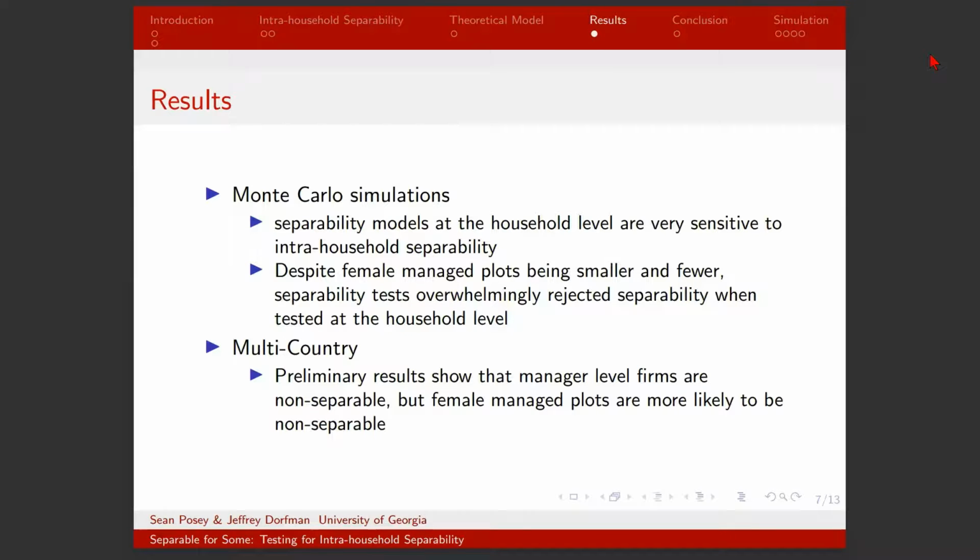From the multi-country approach, I've only looked at Ethiopia so far, and even then I haven't really spent the time to make it right. But from the preliminary results, we find that most households, even at the manager level, are non-separable. But female managed plots, specifically if you look at female output managers, meaning they have control over whether or not they can sell to the market from this plot, are much more likely to be non-separable than male or joint. Similarly to what King et al. found, joint plots are almost identical to male plots. They say they're joint, but the men are more in charge.